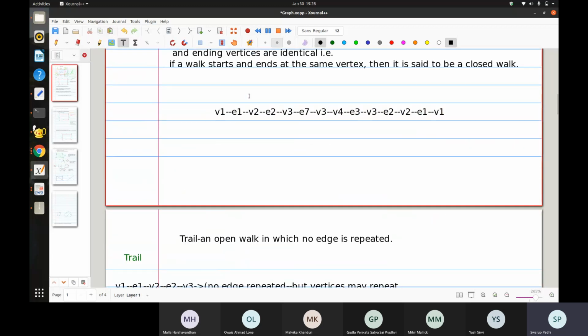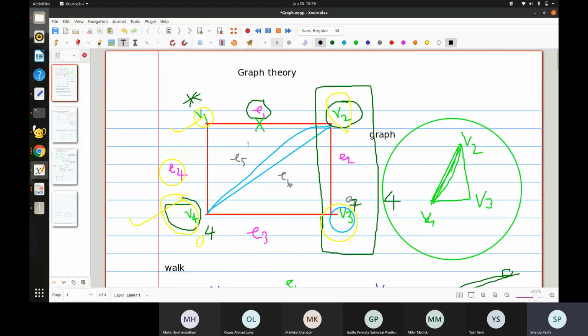For example, if we go to the figure at the beginning, let's write down a trail here. V1 through E1 to V2, through E5 to V4, and then through E6 to V2. This is a trail because we aren't repeating any of the edges, but we can repeat the vertices. As you see, I've repeated the vertex V2, so V1, E1, V2, E5, V4, E6, V2 is a trail.